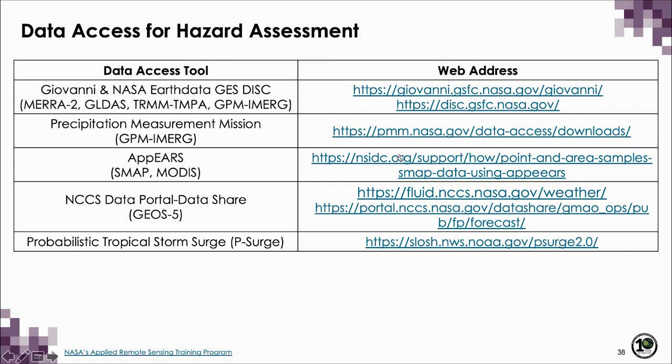This is a list of data access tools. Next session, we will have a demonstration of some of these tools, but this is just concise information about the data tools. There is Giovanni and NASA Earthdata GES DISC that can be used to obtain MERRA-2, GLDAS, TRMM, and GPM data. There is Precipitation Measurement Missions that also provides TRMM and GPM data access. A tool called AppEEARS can be used to get SMAP and MODIS data and GEOS 5 forecast data. Near real-time and forecast data can be obtained from this NCCS data portal.